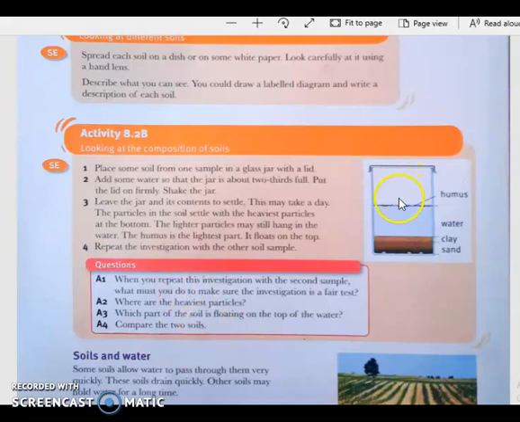And the light particle may still hang in the water because the density will be less, so it may be floating over the water. The humus is the lightest part, so that's the reason why it floats on the top. And repeat the investigation with other soil samples.